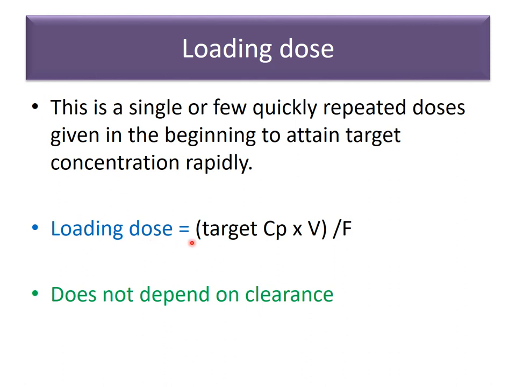The calculation is target concentration times volume of distribution divided by bioavailability. And this does not depend upon the clearance, it depends upon the bioavailability. So how much of the drug is absorbed is the factor which determines the loading dose.